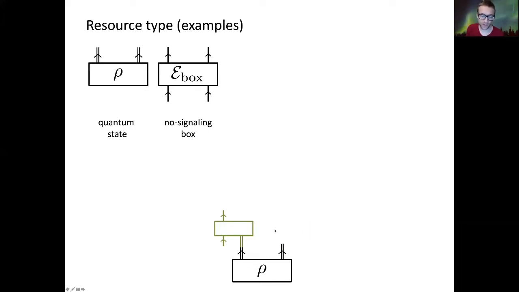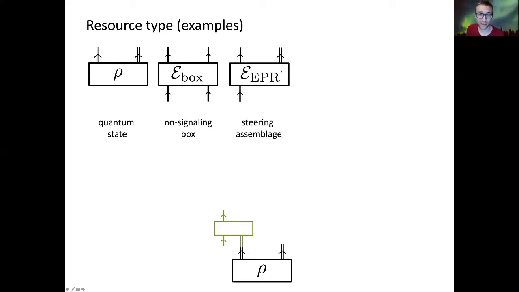If the measurements are done just by Alice but not Bob, this is the steering scenario. So depending on Alice's choice of measurement here, she steers Bob to one of a set of ensembles where the elements of that ensemble are labeled by this classical outcome. And so this type of object, which has a classical input and output for Alice and a quantum output for Bob, has been termed a steering assemblage in the literature.